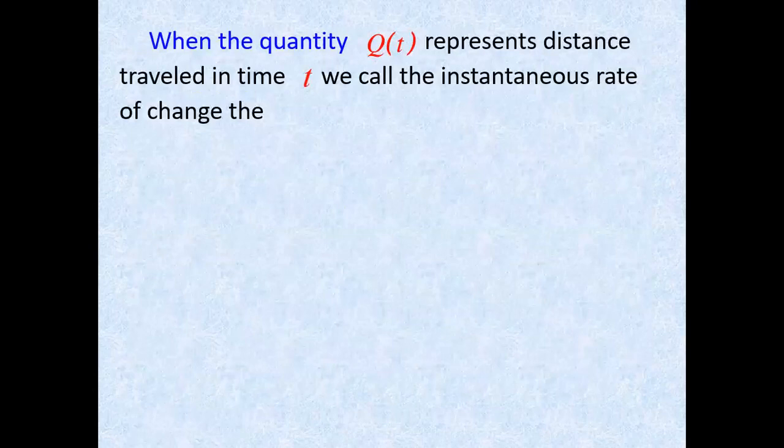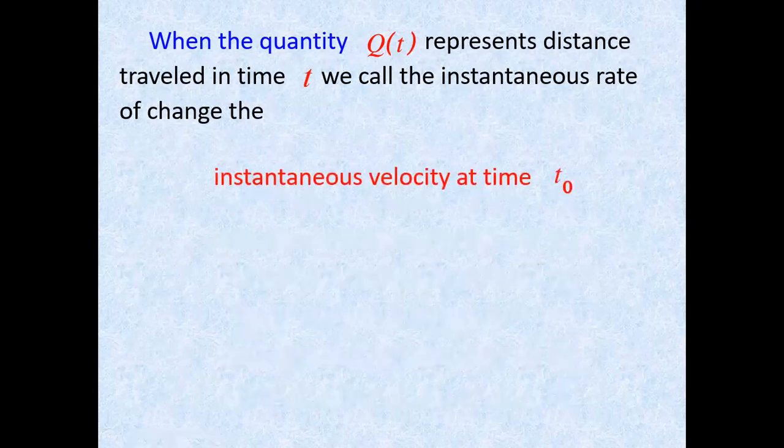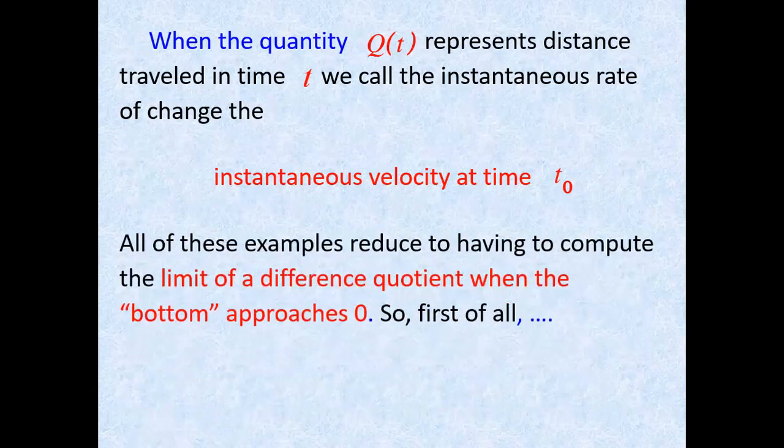When the quantity q of t represents distance traveled in time, we call the instantaneous rate of change the instantaneous velocity at time t naught. All of these examples reduce to having to compute the limit.